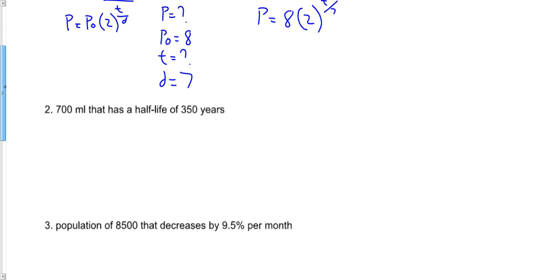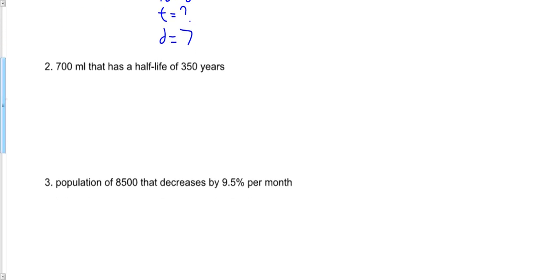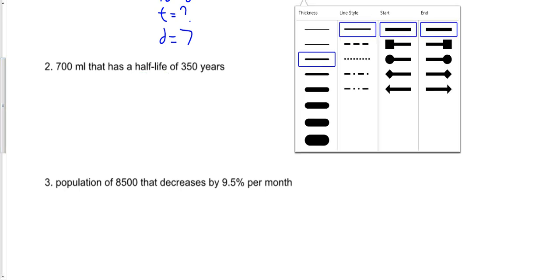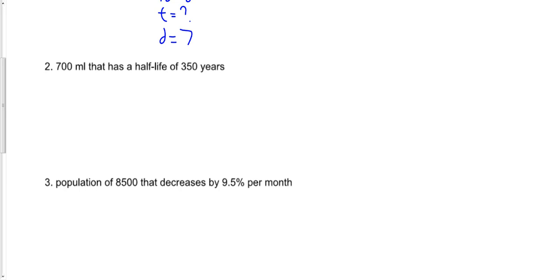If we look at the next situation, it says we've got 700 milligrams that has a half-life. Okay, and again, in the question it tells us that we're using half-life. So it's got a half-life of 350 years. So because it's a half-life question, our half-life formula is going to be M is equal to M0 times 0.5 to the exponent T over H.